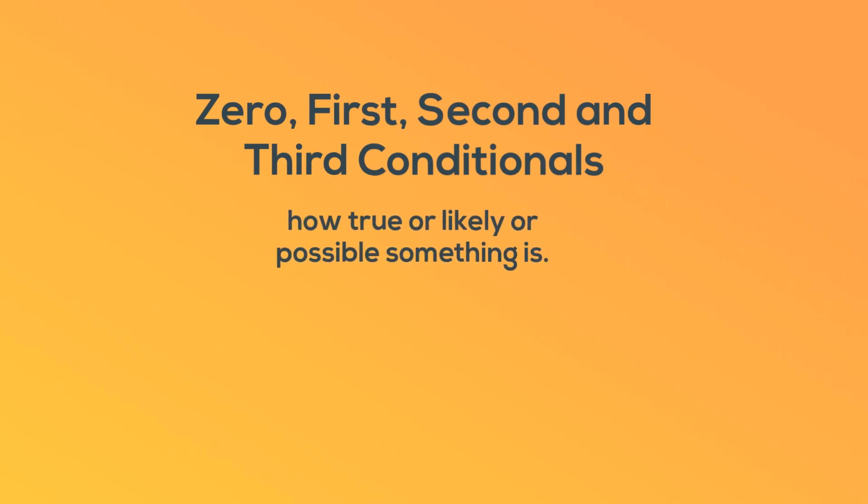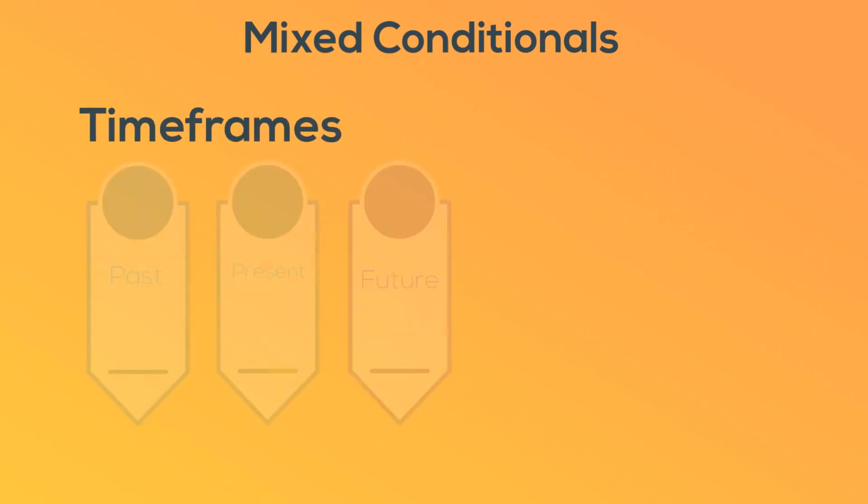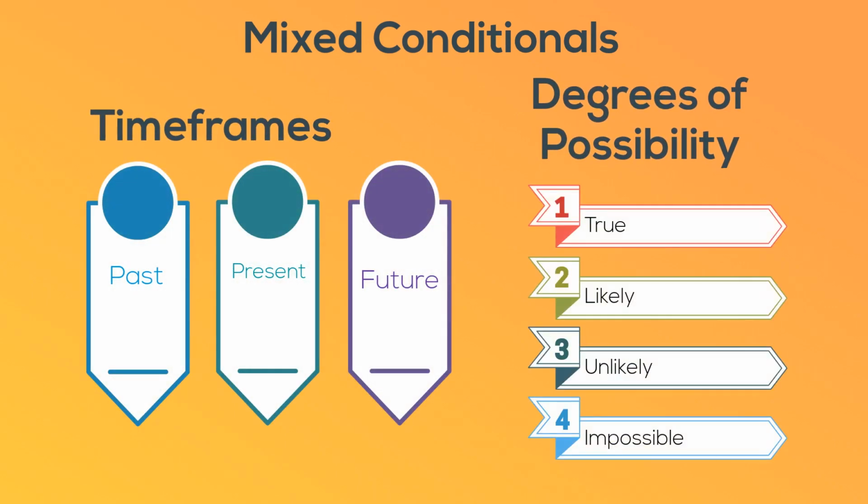Zero, first, second, and third conditionals are useful to say how true or likely or possible something is. Each conditional has a specific structure that can be learned, made up of the condition and the result. Mixed conditionals deal with mixed timeframes and likelihoods combined in one sentence.